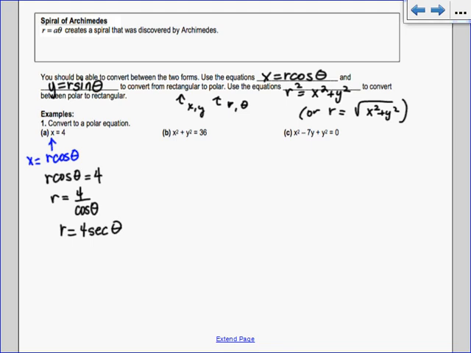Okay, part B. So I have x squared plus y squared equals 36. So we're very lucky because we have x squared plus y squared, and remember that x squared plus y squared is equal to r squared. So in this equation, we have r squared is equal to 36. Now, if you think about polar coordinates, this means that r is equal to plus or minus 6.